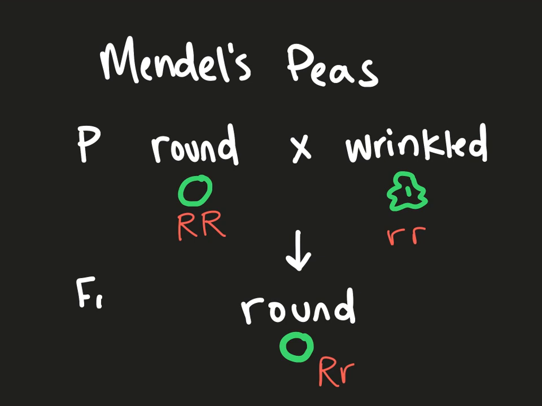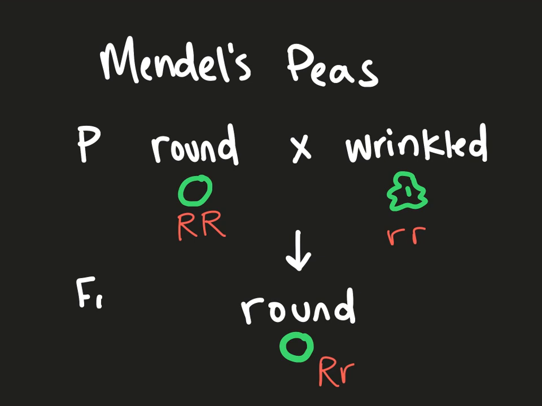So what we were seeing in this true breeding round P is that they have the genotype big R, big R. I just chose these letters to represent that allele. The wrinkled peas have the genotype little r, little r. Again, I chose the letter R to represent this gene, and the little r denotes that that's a variant allele at this locus.